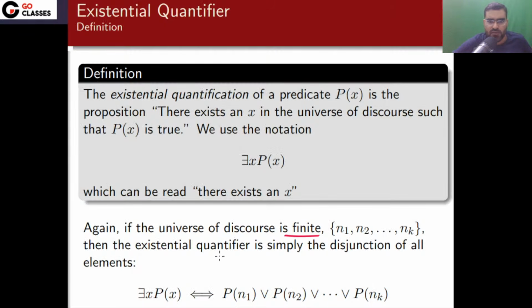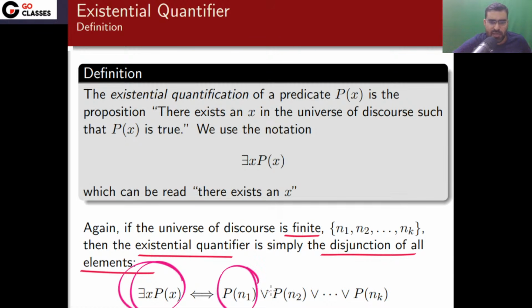So if your domain is finite, then this existential quantifier is simply the disjunction of all the elements. There exists x P(x) is nothing but either for this element it will be true, or for this element, or for this element. For at least one element it should be true.